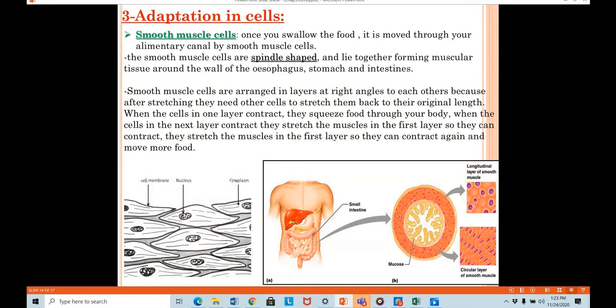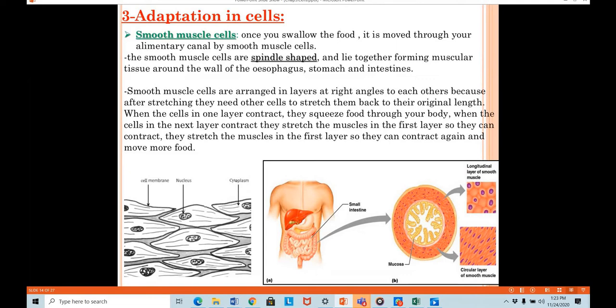Clear? So when the cells in one layer contract, they squeeze the food through your body, and when the cells in the next layer contract, they stretch the muscles in the first layer so they can contract. Because of the stretching and relaxing of these muscle cells, the food moves through our intestines. You call this movement of relaxing and contraction peristalsis.